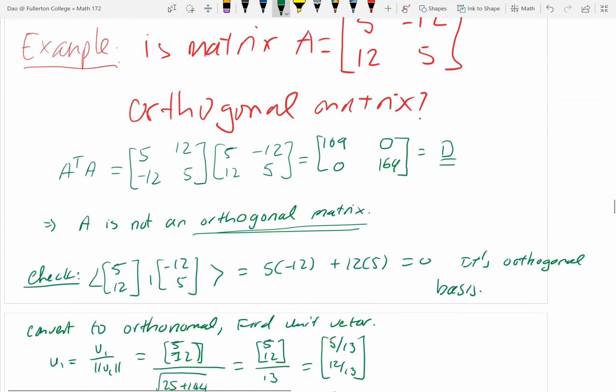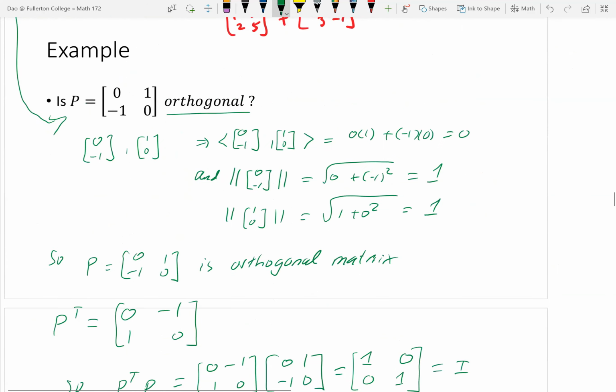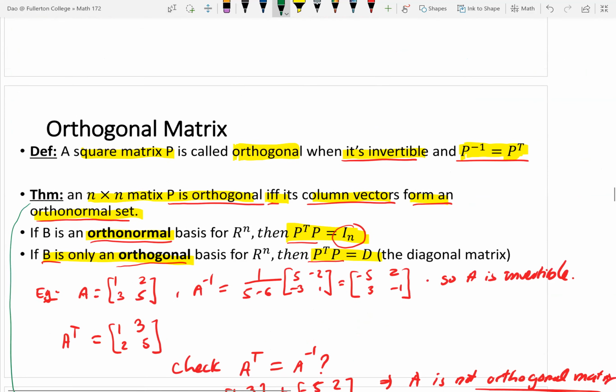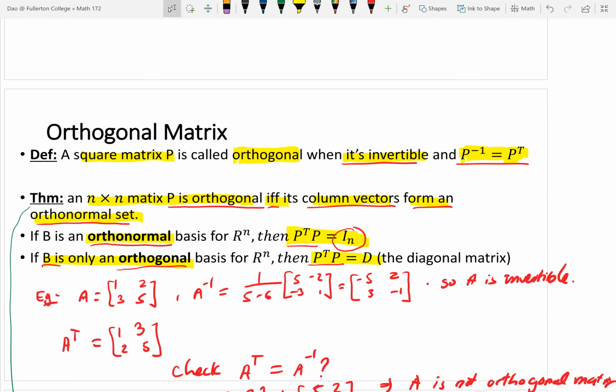Okay, so the main focus here is that orthogonal is not the same thing as orthonormal. Just be careful with that. An orthogonal set versus an orthogonal matrix is a different thing. An orthogonal matrix is one where the column vectors form an orthonormal set. Watch out for that. That's how you check.